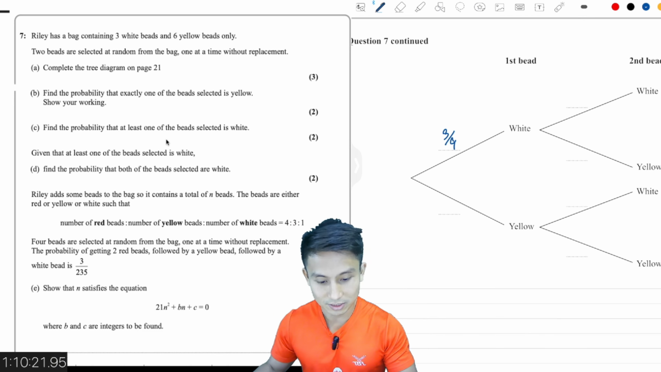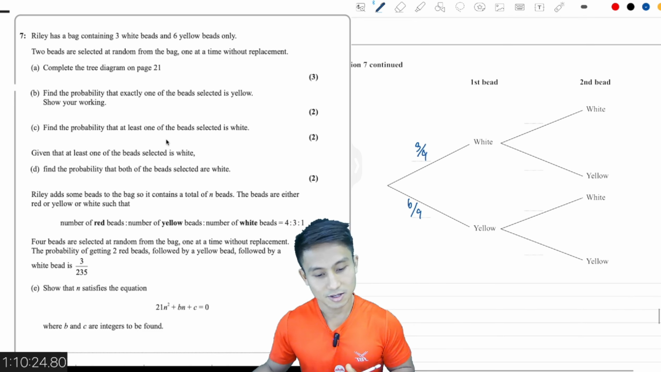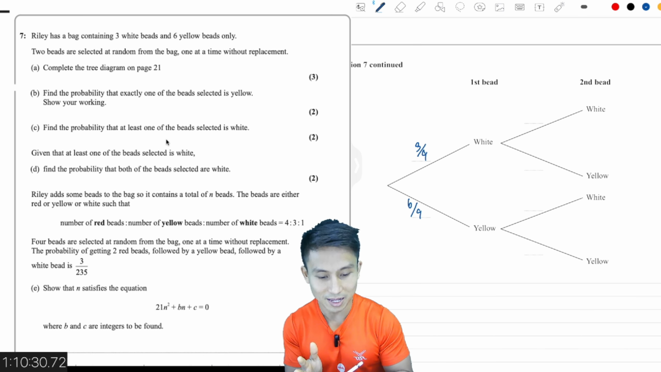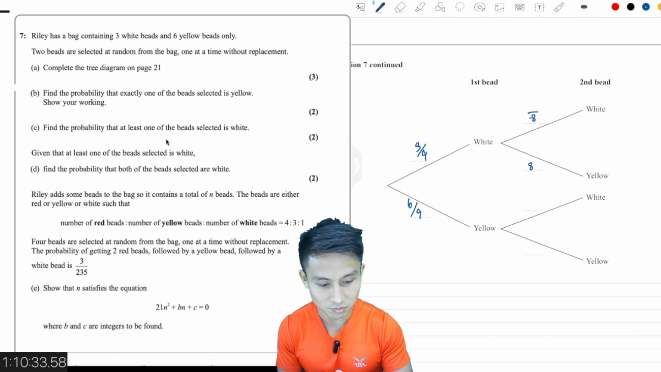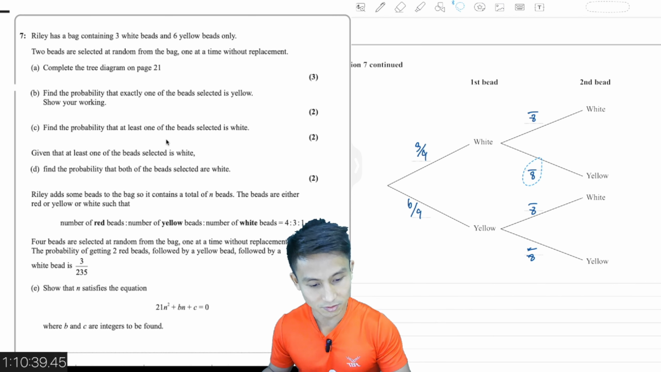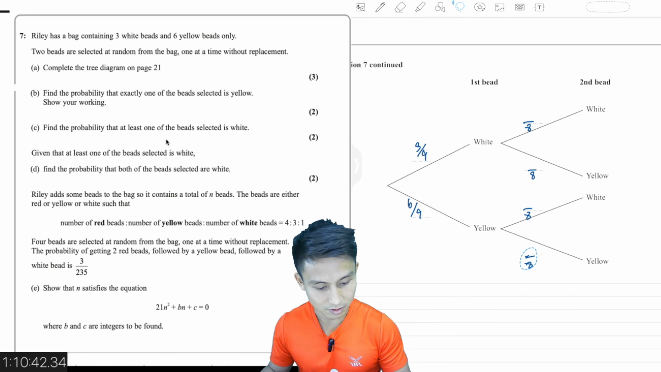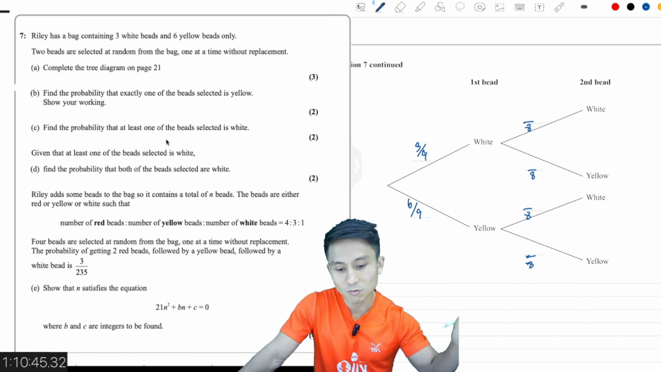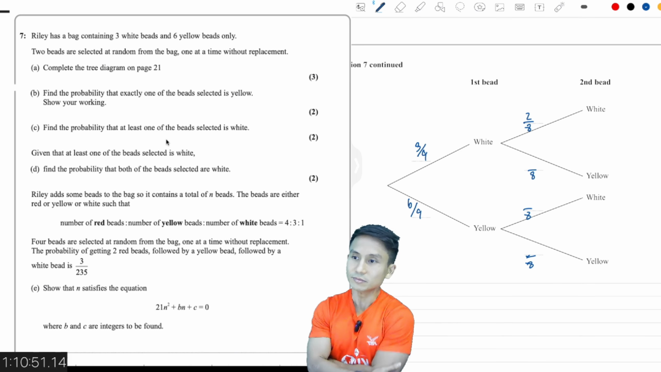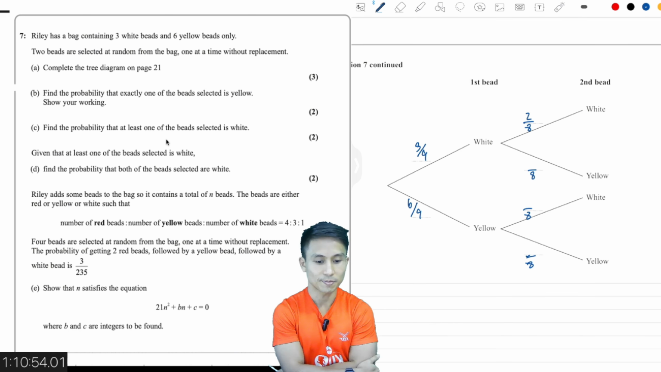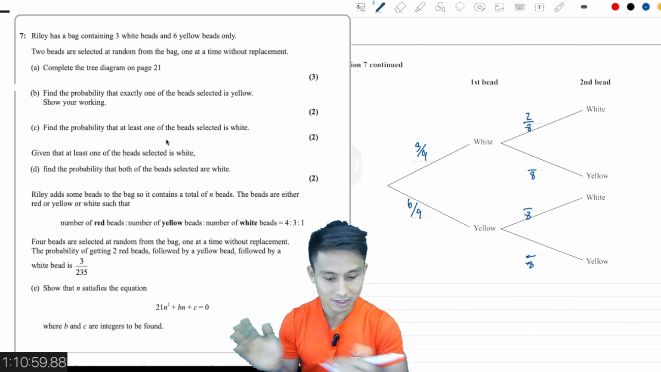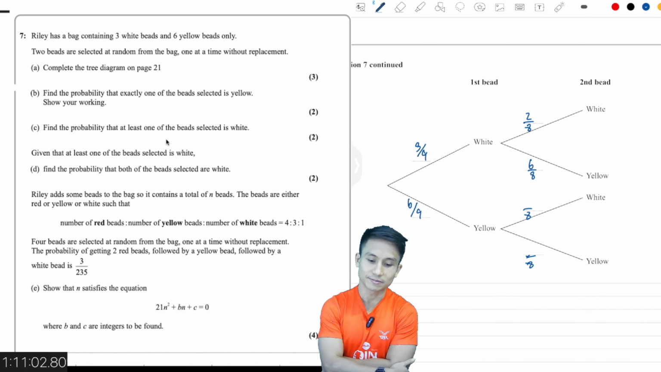So the first yellow would be 6 out of 9 as well. Now, if you already taken out 1 bead without replacing it back into the bag, then you have fewer beads. So that would be over 8, all of them over 8, like that. But then for the second white, because you already took 1 white out, you have only 2 white left. From 3, you now have 2. And for the yellow, because you haven't taken out any yellow on the first pick, then you would have 6, right, on that one.